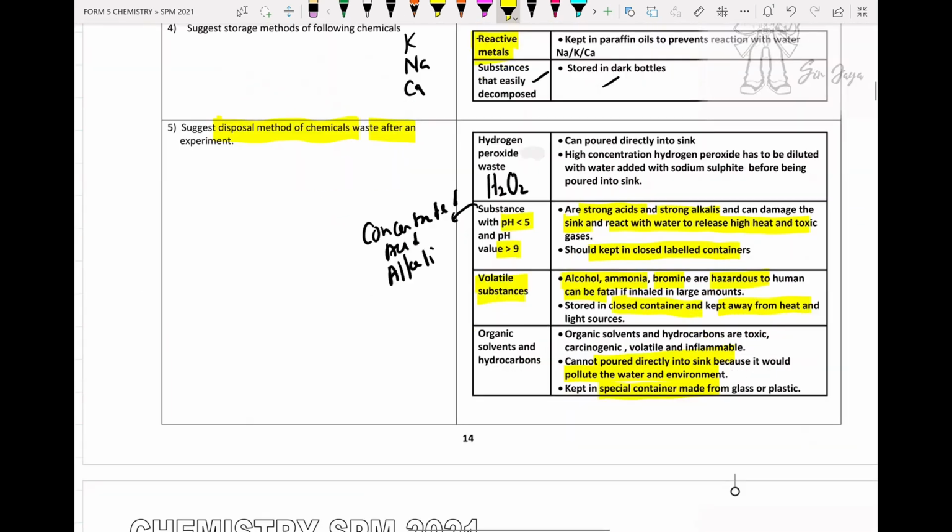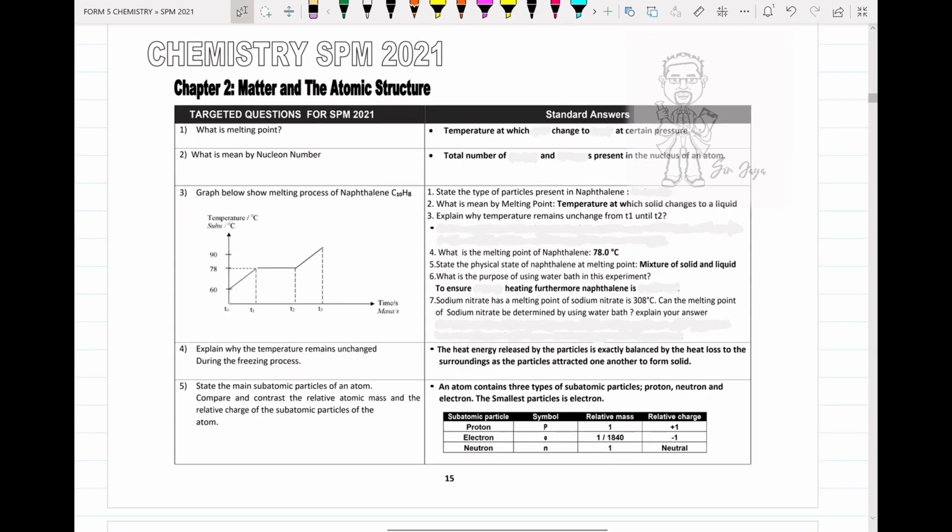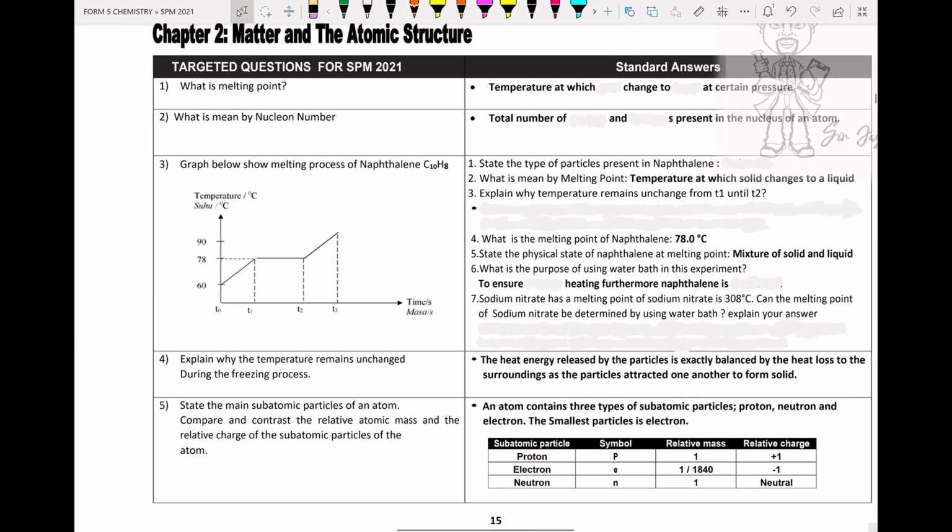All right, so we move on to the second chapter. Chapter 2 is matter and atomic structure. The important things that students must remember: what is meant by melting point? Melting point is the temperature at which a solid changes into a liquid at a certain pressure. The next definition students must remember: what is meant by nucleon number?